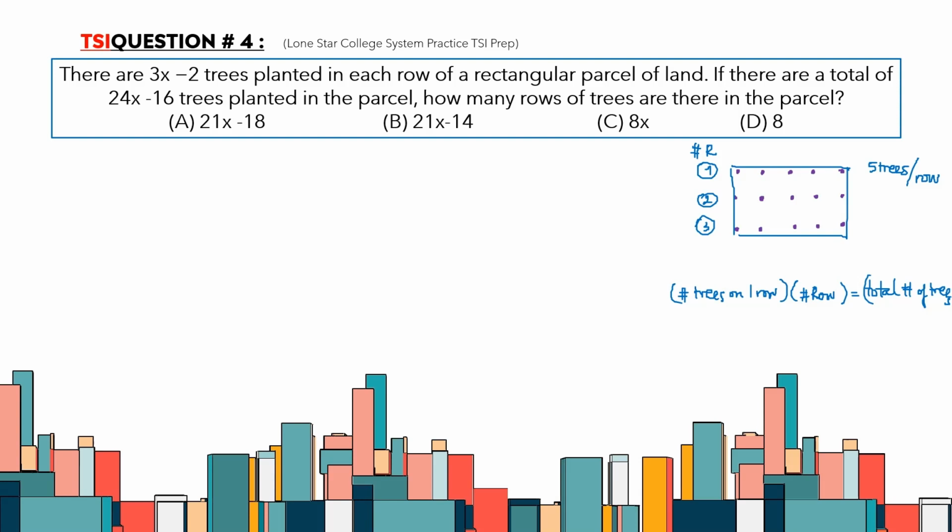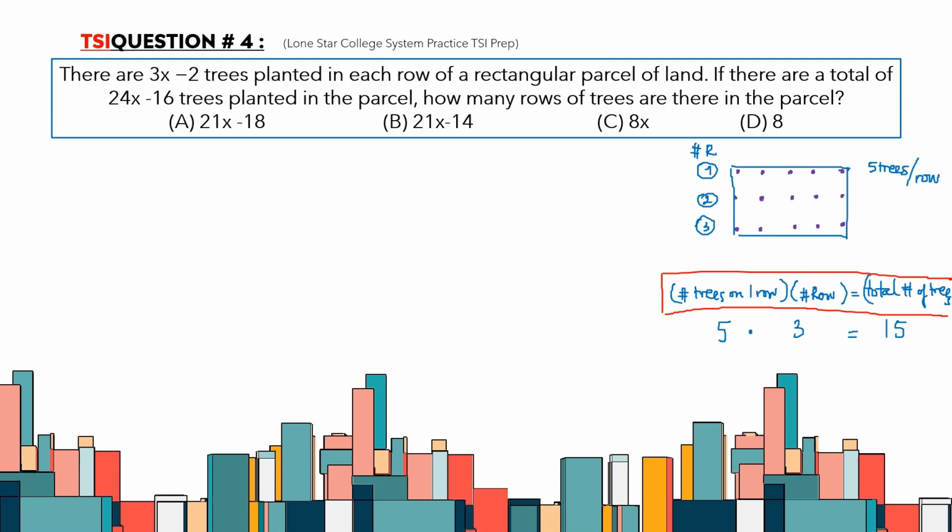So let's count on this one. The number of trees on one row is 5, and then the number of rows is 3. So the total number of trees in that land is 15. So let's pause it, and now we come back to our question.